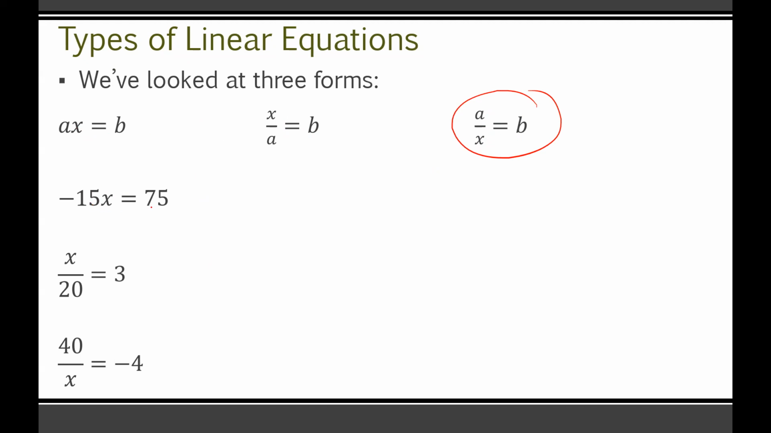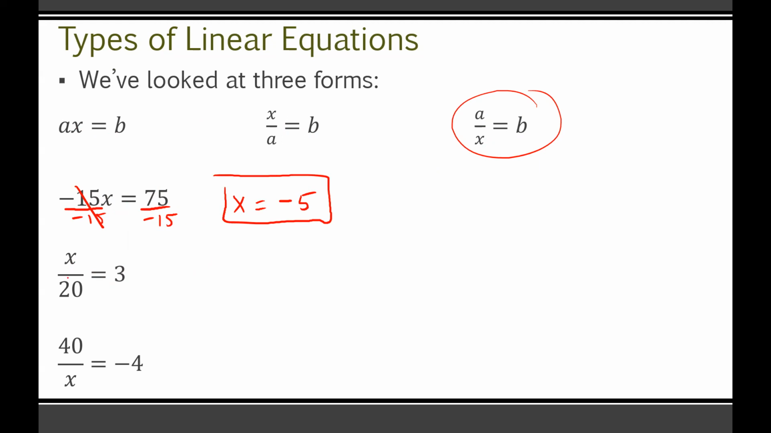Negative 15x equals 75. To solve for x here, we have to do the opposite operation of whatever's happening to x. So let's divide by negative 15 on both sides. That's going to knock out the negative 15, and we're left with x equals 75 divided by negative 15. If you need a calculator, by all means, go for it. That's going to equal negative 5, because a positive divided by a negative is a negative answer.